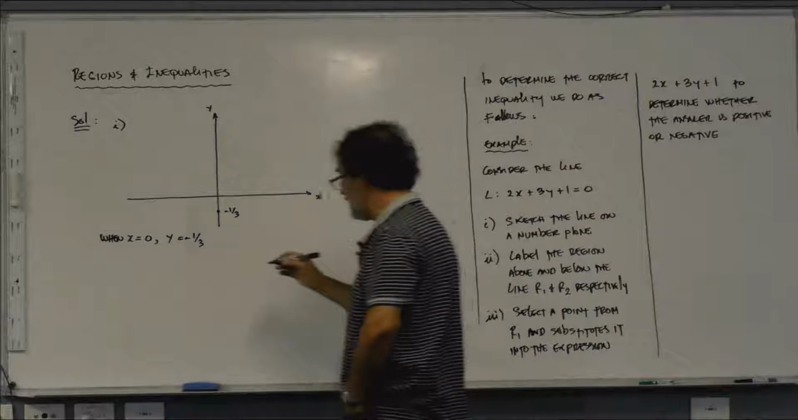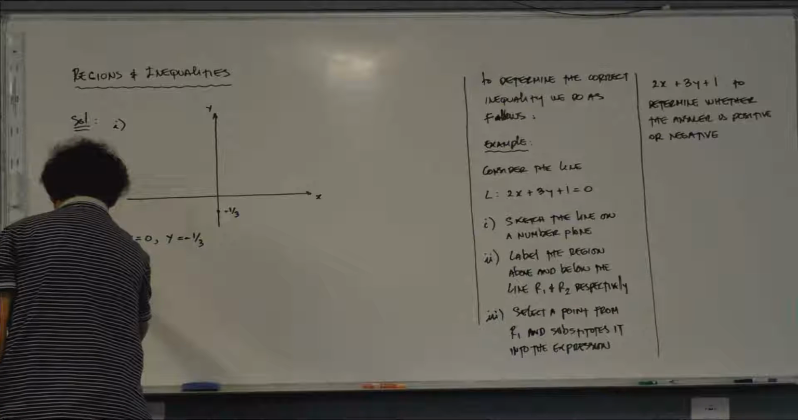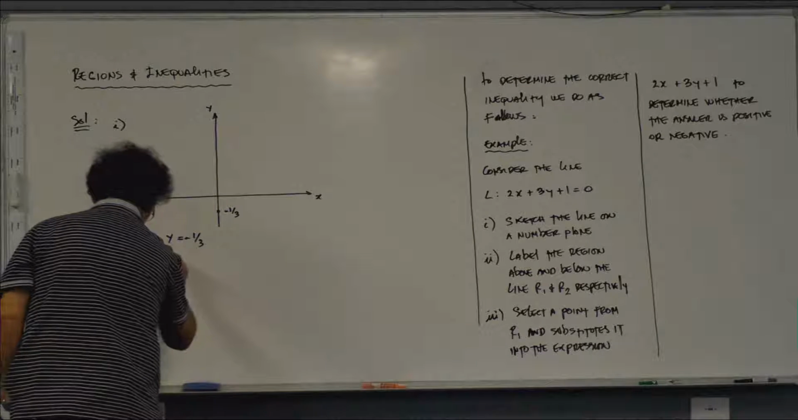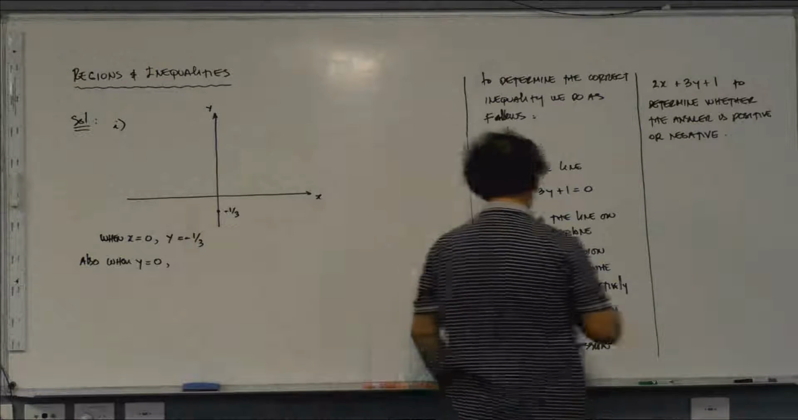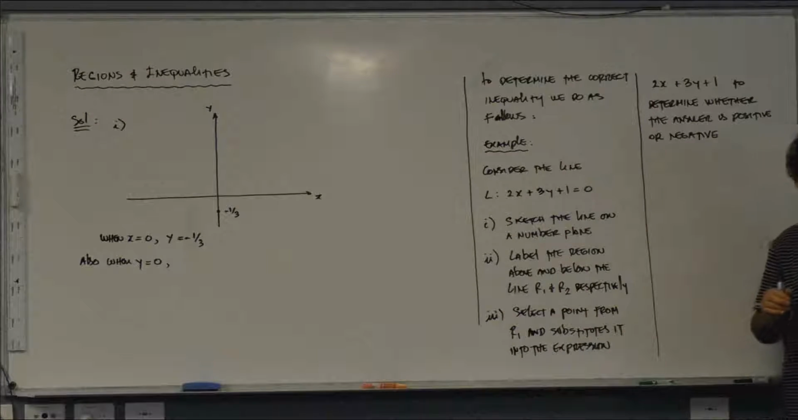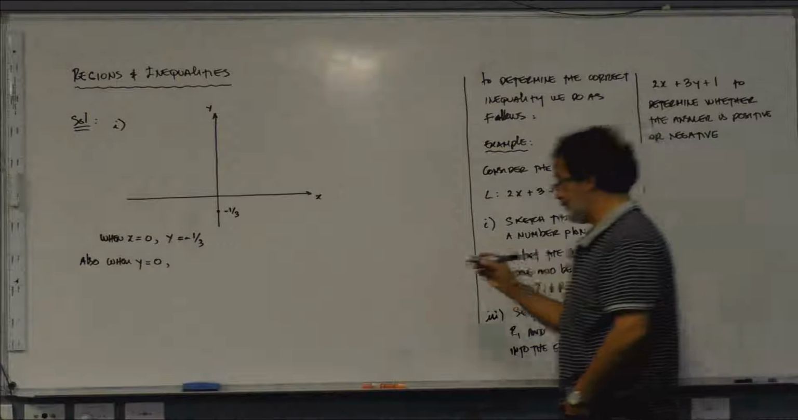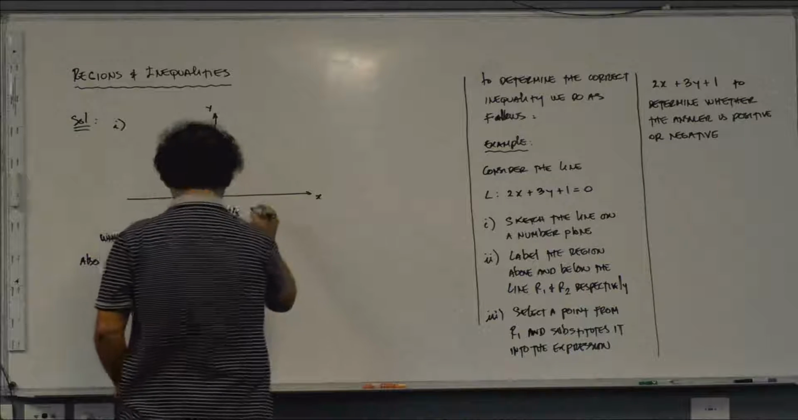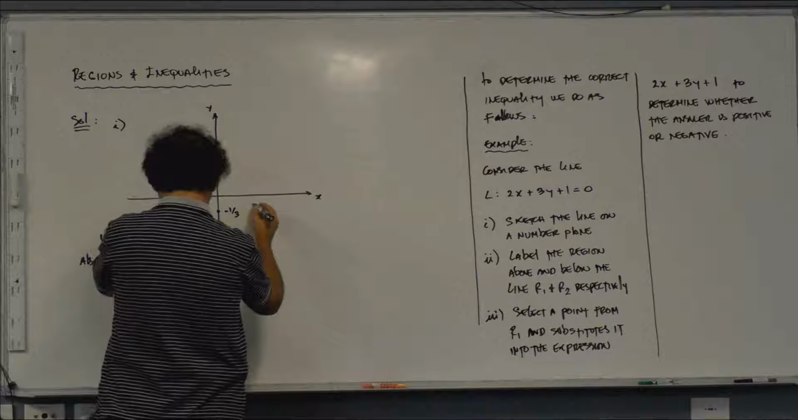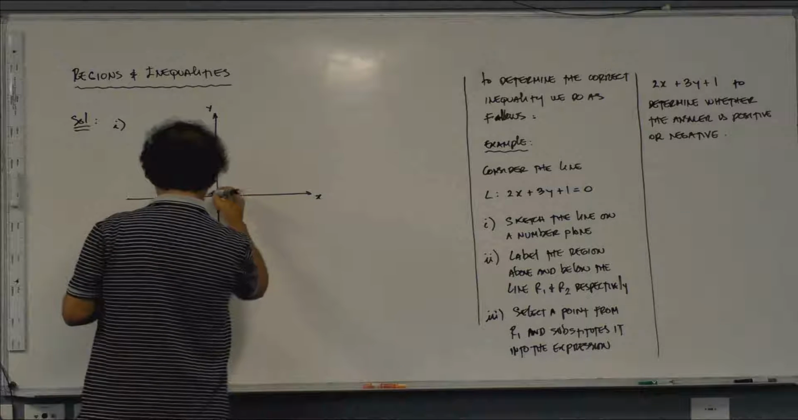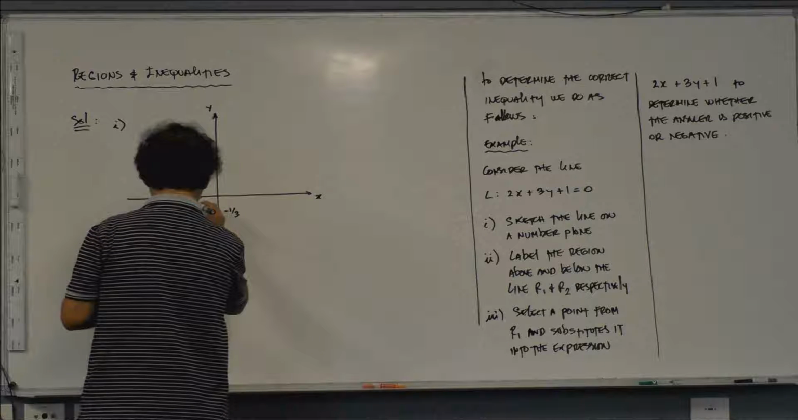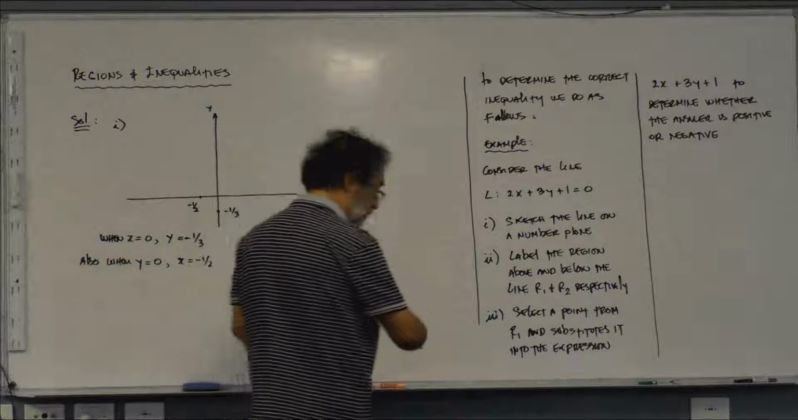Okay, and then we're going to say also when y equals 0. So now if you make y equals 0 and make x the subject, then you're going to have x is equal to, what is that? Negative half, all right. So we're going to put negative half somewhere. It's not to scale, all right? So negative half. And then we can draw the line.